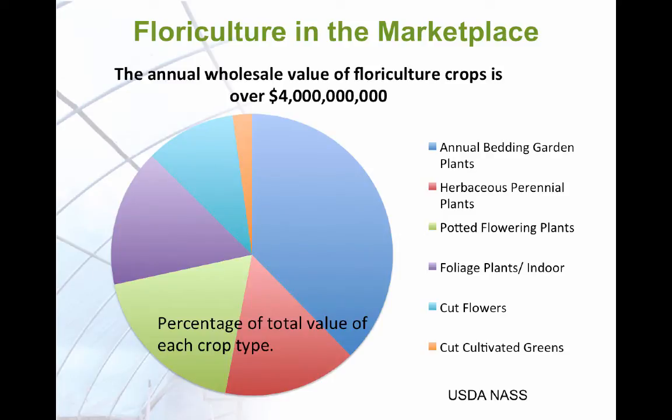Floriculture crops have an annual wholesale value in the U.S. of over $4 billion. The chart shows the percentage that each type of crop contributes to the overall value. Cut cultivated greens are crops such as ferns that are grown for their leaves to replace in floral arrangements.